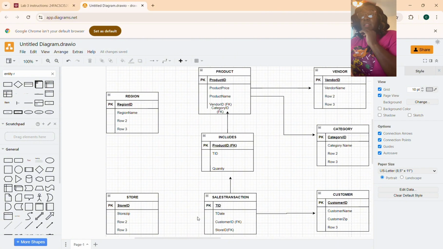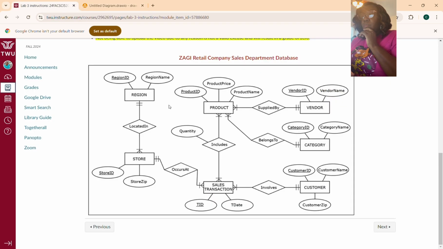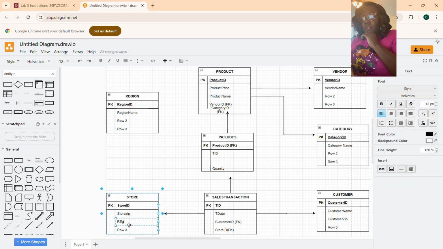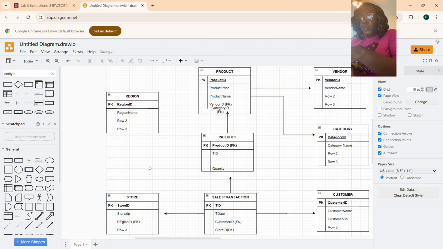And then we go over here, we look at the last one, which is store and region. When we look at those two, we have another one-to-many relationship, and looking at it, store is the closest to the many symbol. So we will take the region ID, and we will add that in store, FK for foreign key. And now these two are connected.